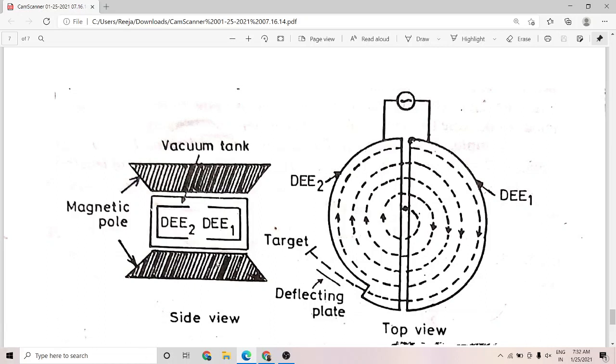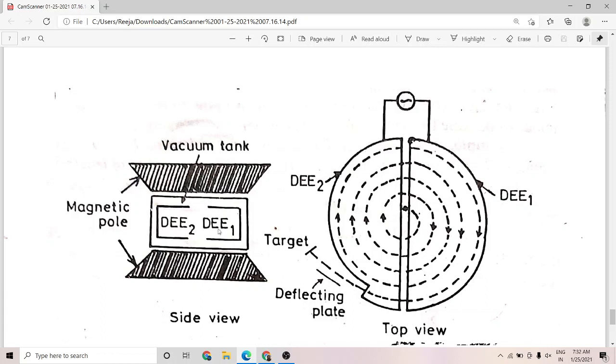Now, as you can see, it consists of two hollow semicircular metal boxes D1 and D2 called the Ds. And the ion source is placed in the gap or the space between the Ds. The Ds are insulated from each other and are enclosed in a vacuum chamber. The Ds are connected to a powerful radio frequency oscillator, and the whole apparatus is placed between the pole pieces of a magnetic pole. So this is the side view.